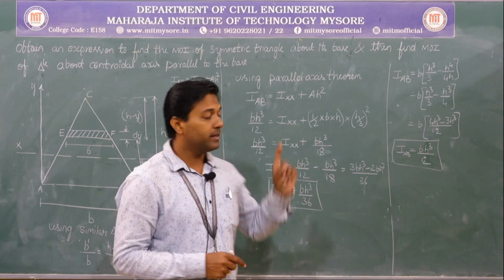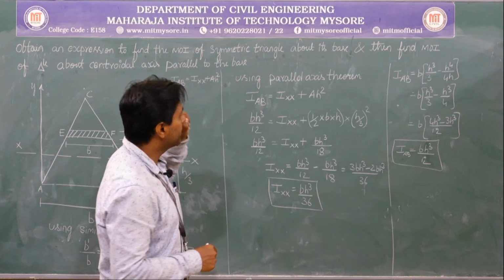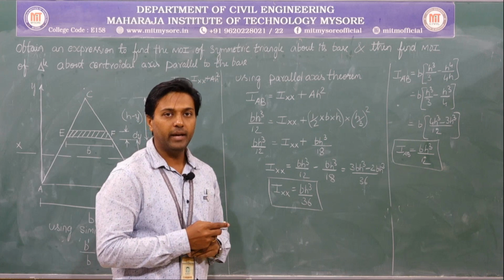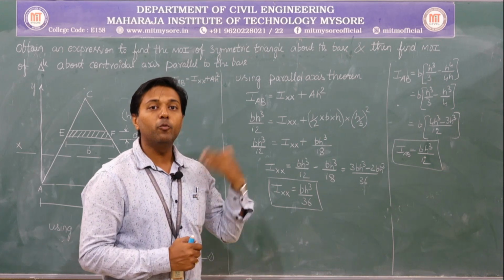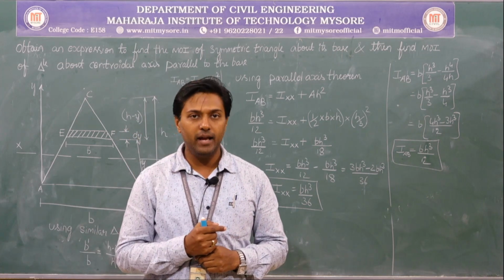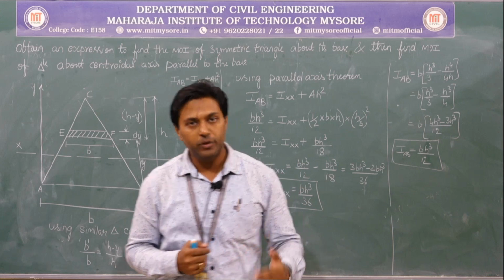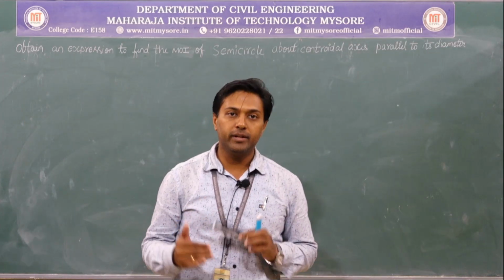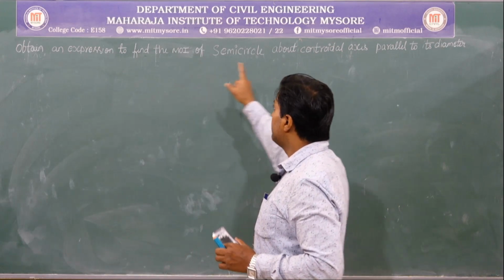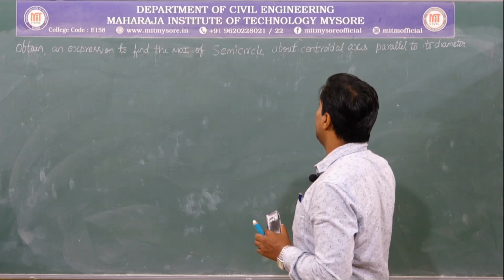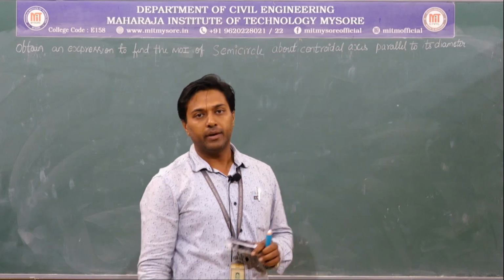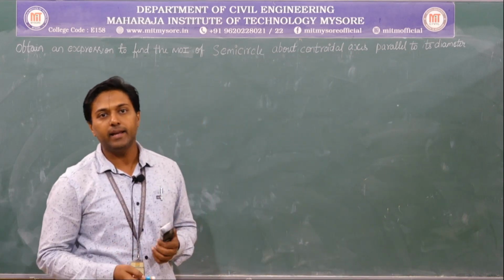Okay. So this completes the derivation of a symmetric triangle about its base and about a centroidal axis parallel to the base. Next I will be moving on with two more derivations. One is the semicircle and another one is the quadrant of a circle. So now let me continue with the derivation. The next derivation that I am going to take up is, obtain an expression to find the moment of inertia of a semicircle about the centroidal axis parallel to its diameter.